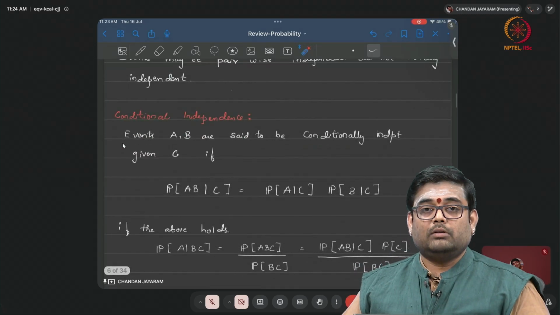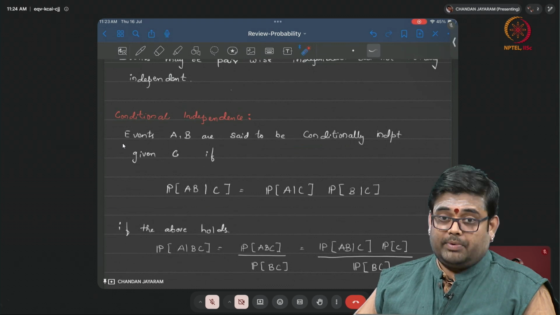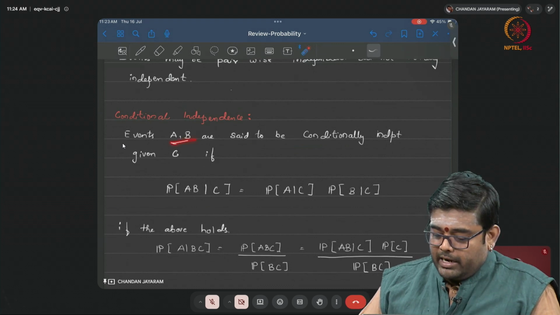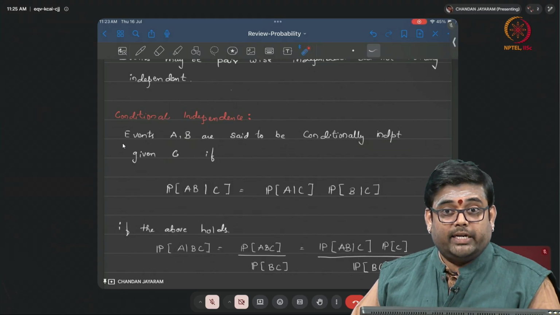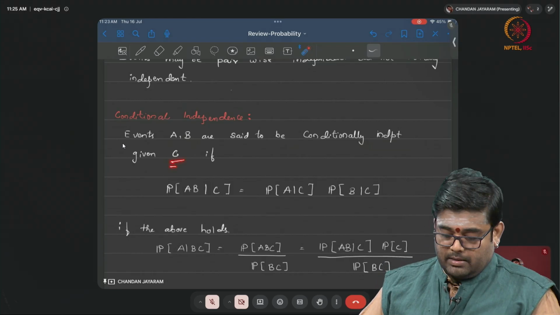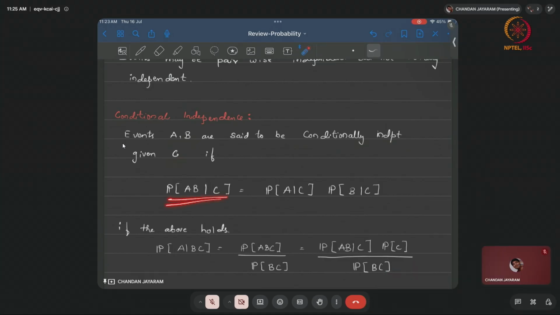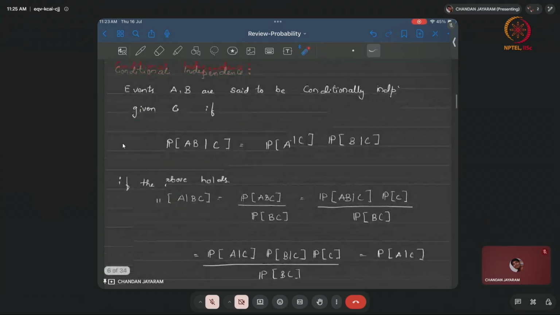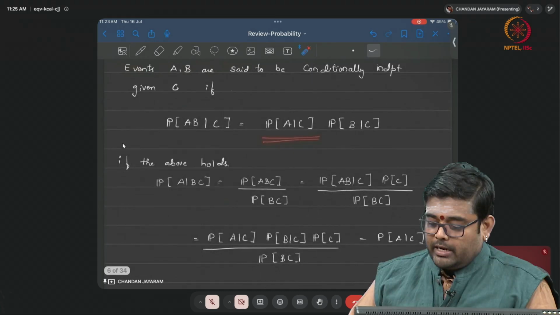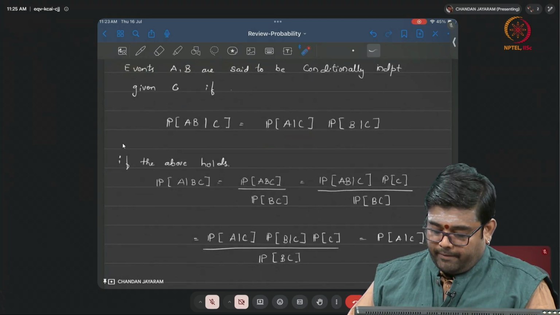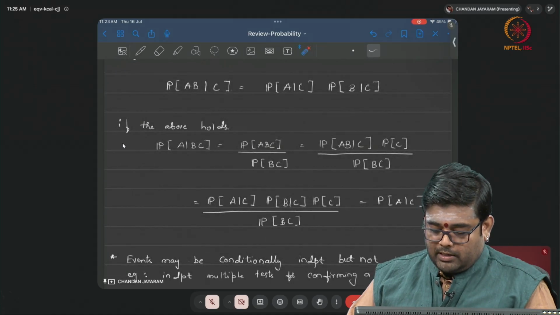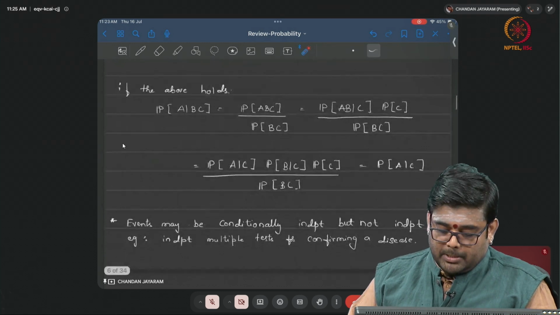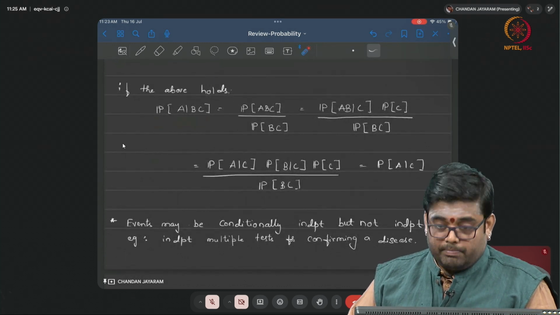let us look into the next idea of independence, which is what is known as conditional independence. Events A and B are said to be conditionally independent given C. Okay. Now there has to be a conditioning event. The conditioning event is C, if the probability of AB given C can be written as the probability of A given C into the probability of B given C. Okay. Now when this holds, I think you will be able to easily go ahead and get this. Okay. Probability of A given BC.